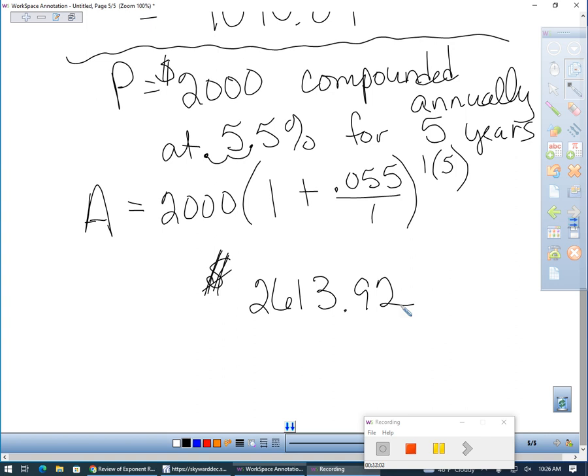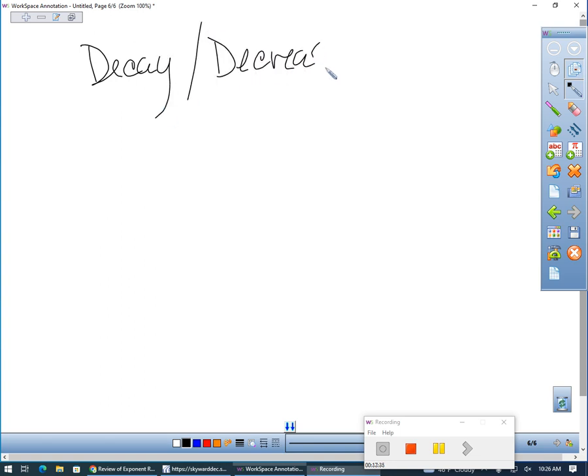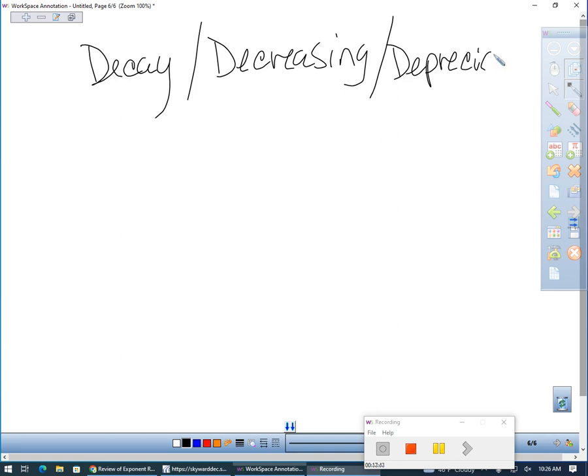All right. So for the last one, if it is decaying or it's decreasing, or another word that means both of those is depreciating. That means that it's going down. This is how your equation changes. Before we had y equals a times 1 plus r. Because it's decreasing, we're going to go 1 minus r to the t.